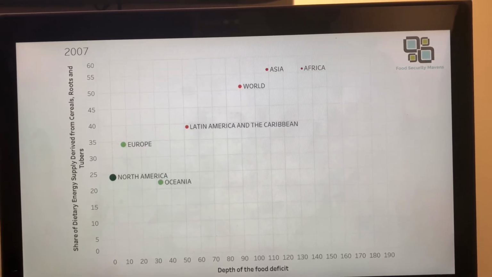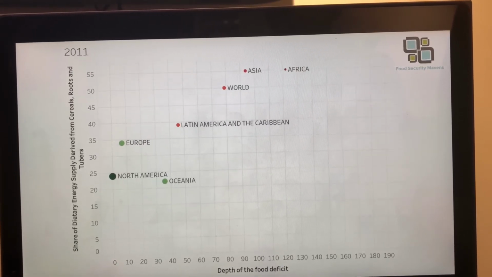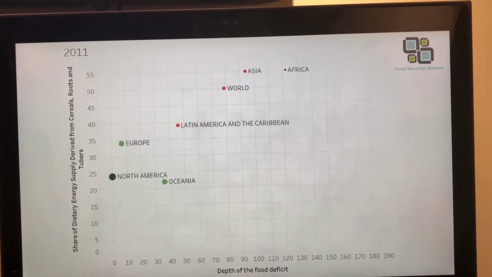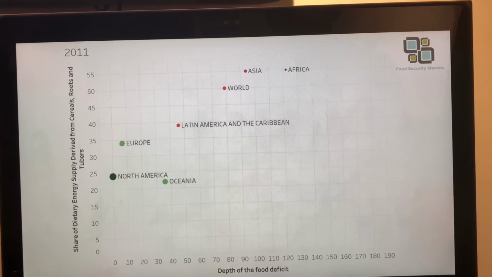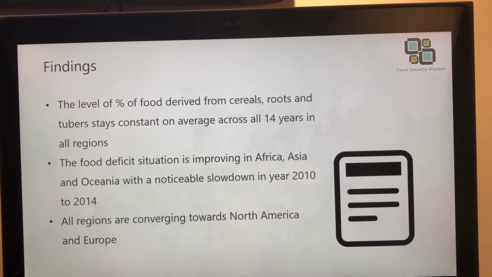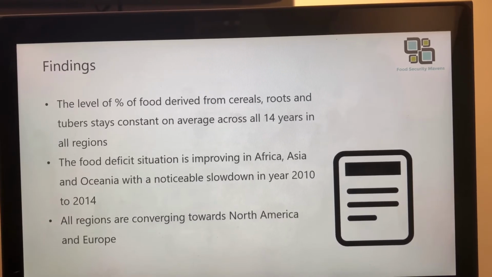As you can see from the graph, the depth of food deficit is actually improving for almost all the regions. But we see some significant improvement in Latin America versus Asia and Africa. There's some opportunity still there.